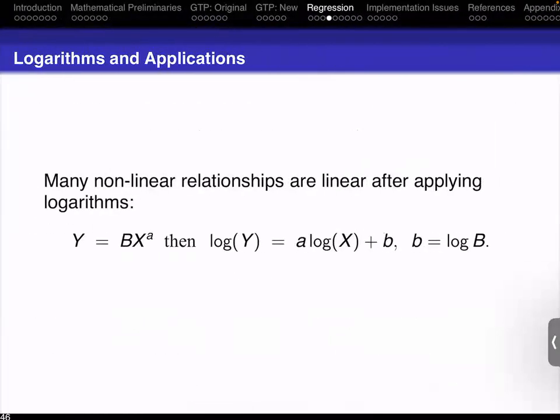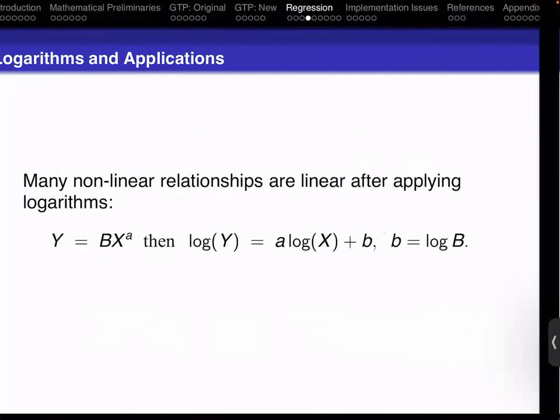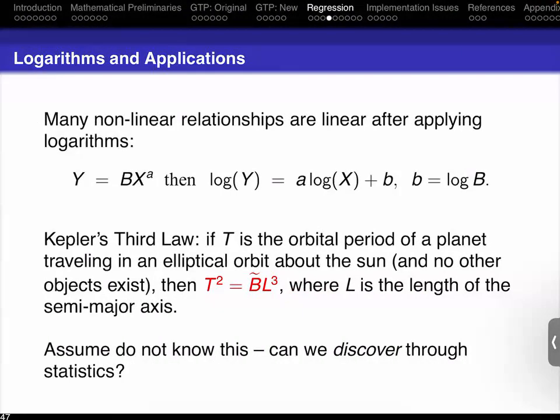There are a lot of relationships that are not linear, but they can become linear after you use a logarithm. And this is one of the 2 reasons why we love the log function so much. So if I have, for instance, y equals b x to the a, if I take logs of both sides, now I get the log of y is a linear function of the log of x. And so one of my favorite examples is Kepler's 3rd law.